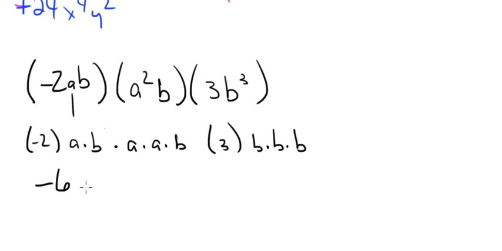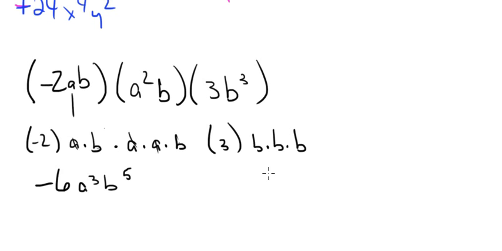And then I'm going to count my a's. How many a's do I have? 1, 2, 3. And then how many b's do I have? 1, 2, 3, 4, 5. That's my answer: negative 6a to the third, b to the fifth. Okay. It'll just say simplify. Okay. That makes sense, guys?